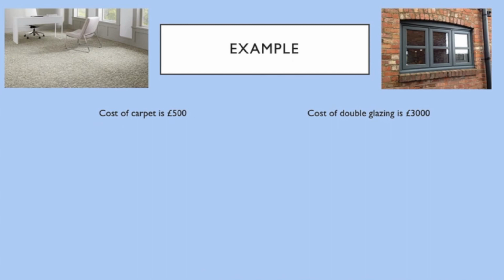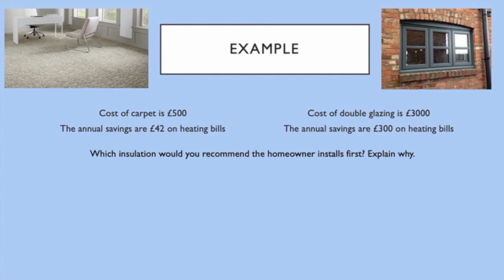So let's have a look at an example of that then. How would I know which one I wanted to put in first? Would I want to put in carpet in my house, or would I want to put in double glazing? Let's say that the cost of carpet for your house is £500 and the cost of double glazing is £3,000. The annual savings if you installed carpet would be £42 on your heating bills, and the annual savings if you install double glazing is £300 on your heating bills each year.